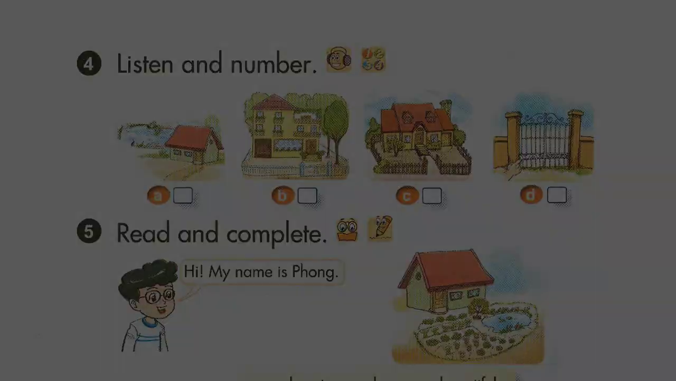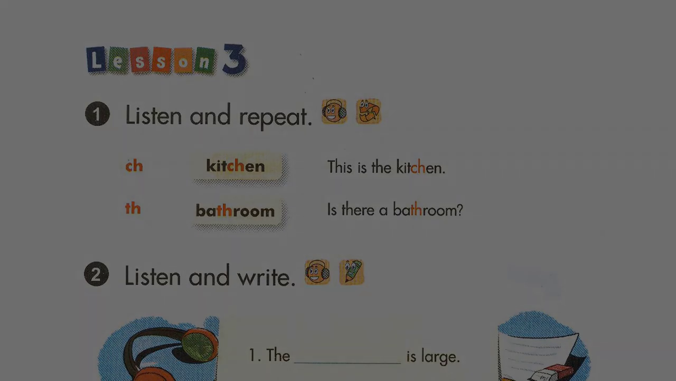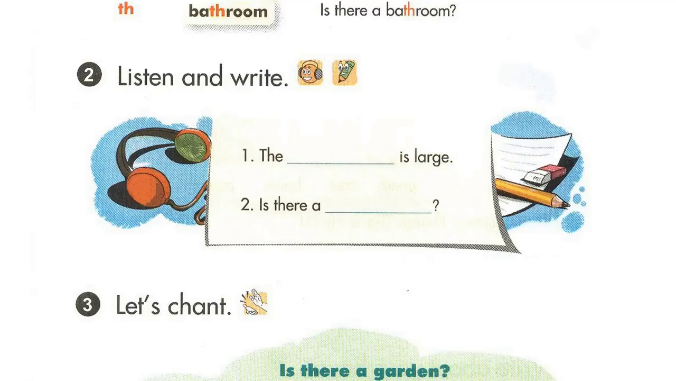Page 16. Lesson 3. Activity 1. Listen and repeat. Kitchen. This is the kitchen. Bathroom. Is there a bathroom? Page 16. Lesson 3. Activity 2. Listen and write. 1. The bathroom is large. 2. Is there a kitchen?